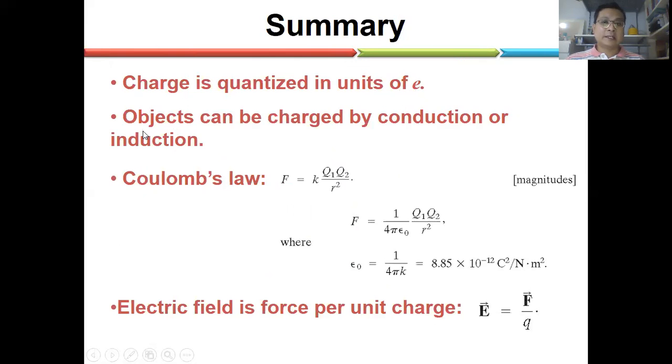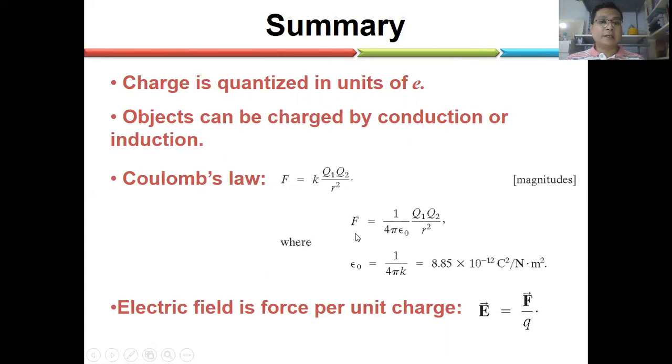So when we calculate, we get the final charge as a multiple of e. e is in Coulomb units. An object can be charged by conduction or induction. Coulomb's law, F equal to, is the force that occurs between two electric charges.